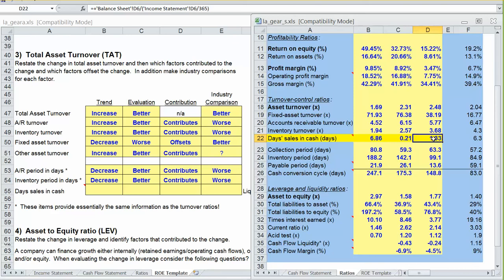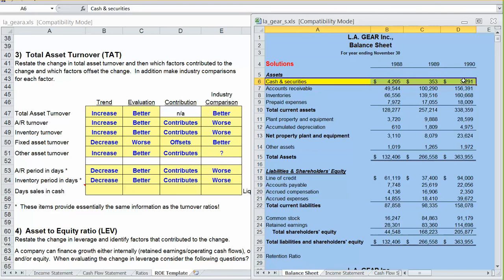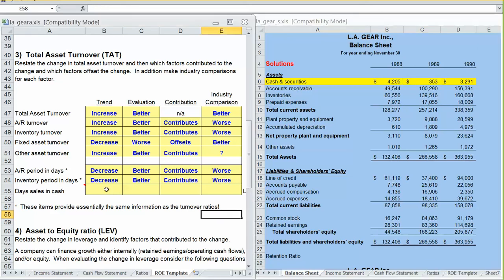We're becoming incredibly efficient at running our business with next to nothing in the way of cash. And we can see that by looking at our balance sheet. Recall that our net sales have nearly tripled over the past 3 years. But if we look at our balance sheet, our cash and securities have actually gone down. Now, from an efficiency perspective, that's great, but there's no way to run nearly a billion-dollar business with only $353,000 in cash. So from an efficiency perspective, this is absolutely wonderful. Our days sales in cash has decreased, which, from an efficiency perspective, is much better. And it tends to contribute to our overall trend.